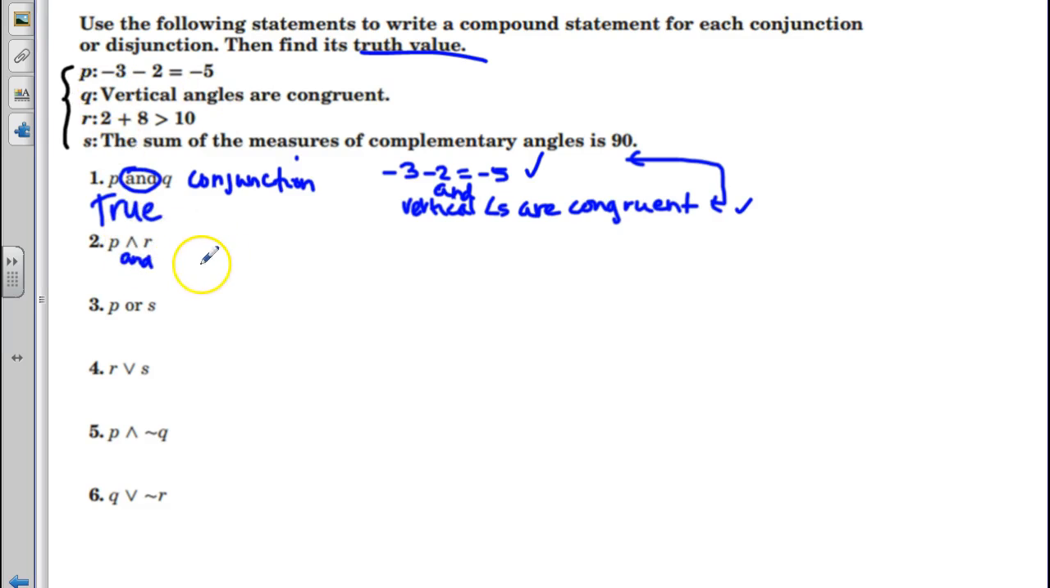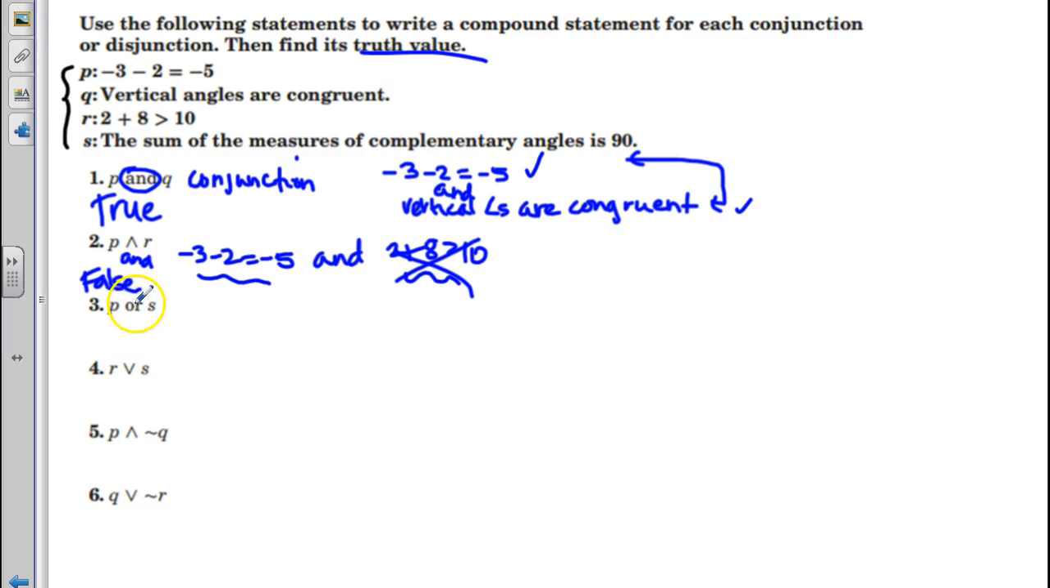P and R, so go back up here. -3 minus 2 equals 5 and 2 plus 8 is greater than 10. All right, it's an and. Both of these must be true on the truth value. They are not both true. This one is actually false, so the truth value is false. They both must be true for this to be true.